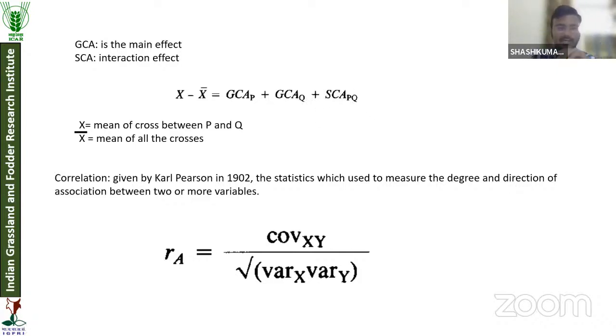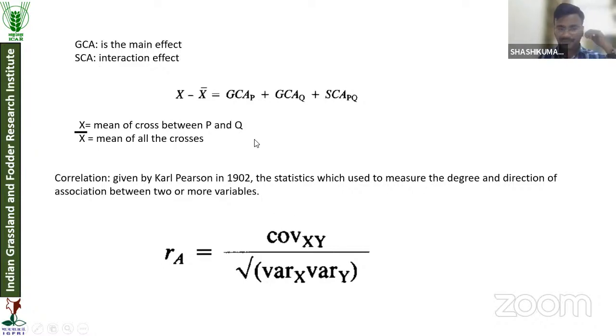From this concept, the breeder will use combining ability analysis in initial line development or in the inbreeding process, and cull the non-performing or unproductive inbreds in the initial generation itself, that is early generation selection, when the inbreds are developed. They also go for crossing with testers and identify lines which have high GCA and high SCA, and they go for hybrid development.